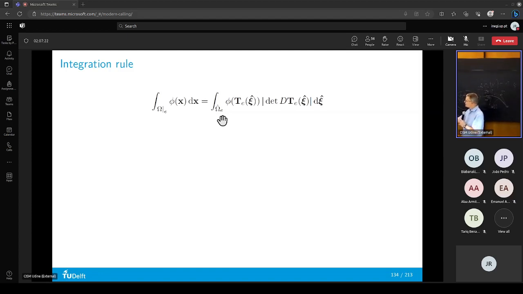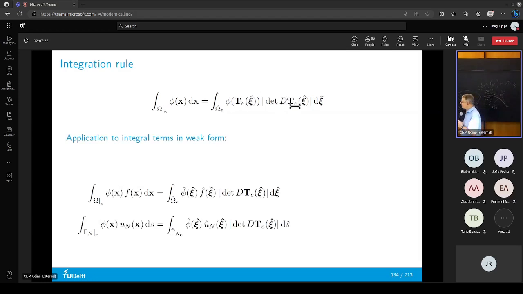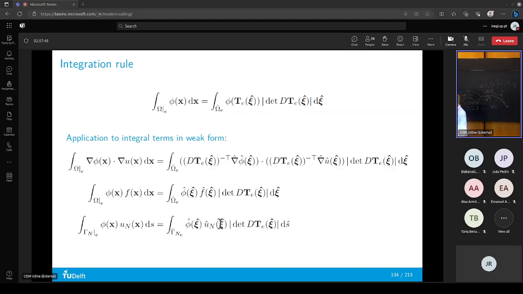Next thing, the integration rule, also from calculus class. If we want to change from one domain to the other, we get the mapping and then the determinant of the Jacobian of this mapping. If you piece it all together, for the right-hand side, the load vector, changing from an integral over a physical element to an integral over the reference element gives us this. The same at the boundary for the Neumann conditions. This looks more ugly than it actually is.